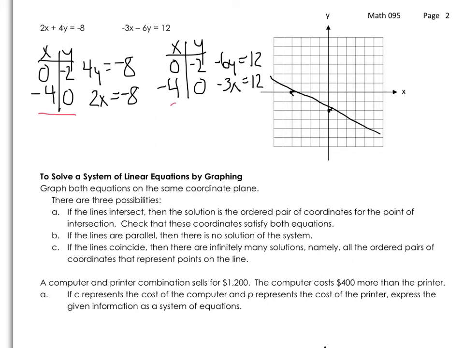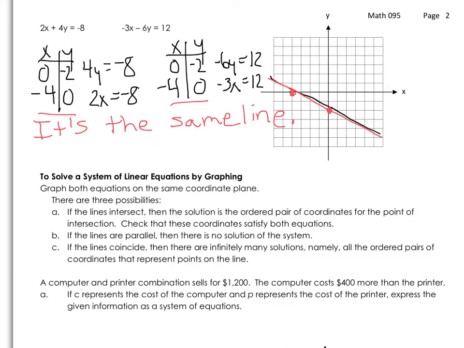Look at these points. What is going on? Let's plot those points. (0, -2) is right on top of the (0, -2) we plotted before. (-4, 0), same point. So of course, when we graph that line, we find out it's the same line. They both represent the same line.